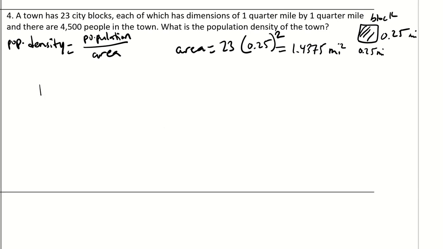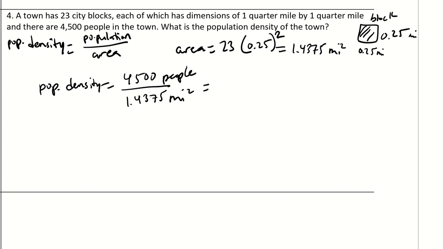And so in this case, the population density is equal to the population of the town, 4,500 people, divided by the land area. All right, so we got 4,500.